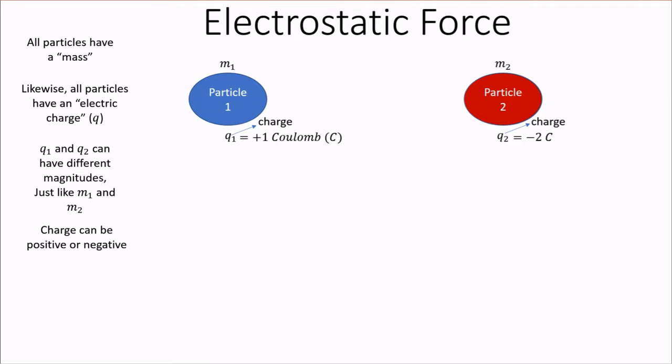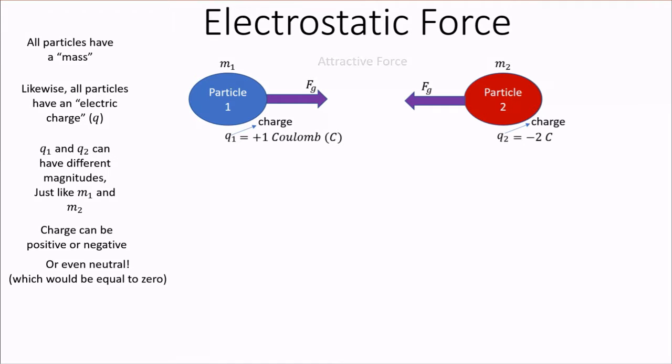Also, a particle could have a charge of 0 coulombs, which we would call neutral, since it is neither positive nor negative. Two charged particles will always exert an electric force on each other, just as two particles with mass exert a gravitational force on each other. With gravity, that force is always attractive, which means that the two particles always try to get closer together. With electric force, it depends.